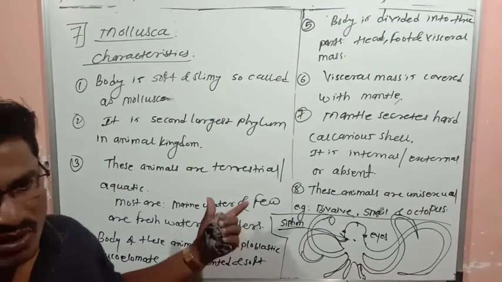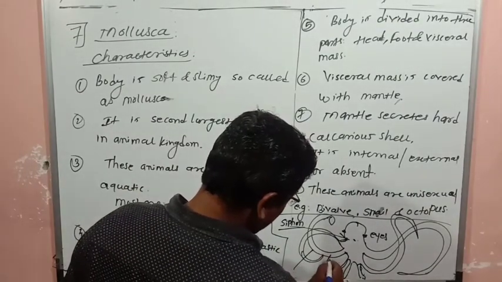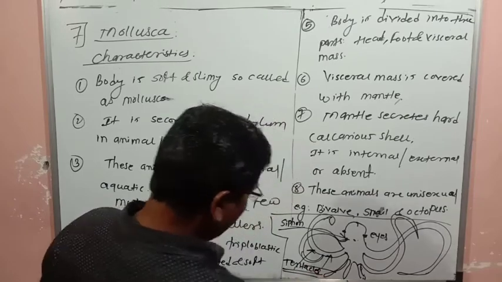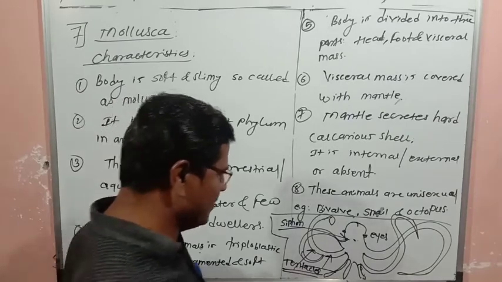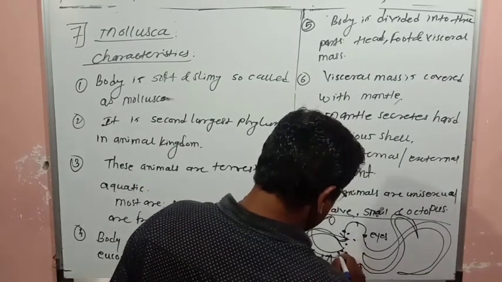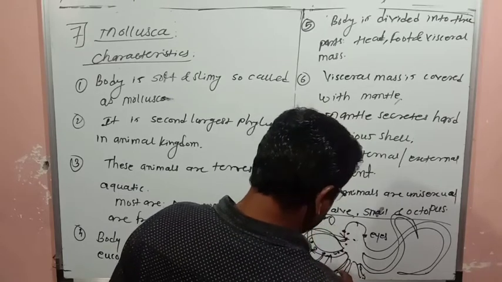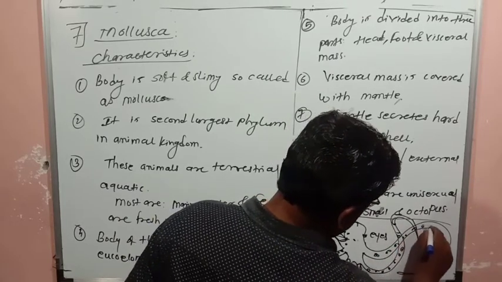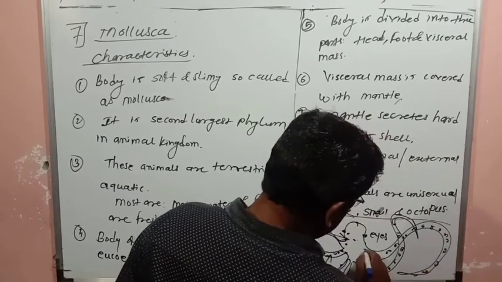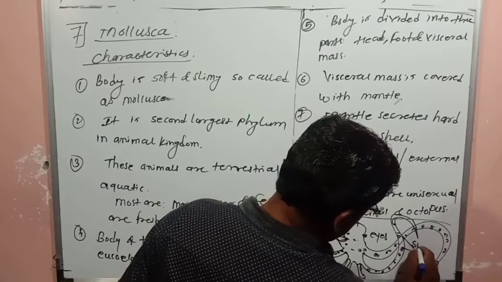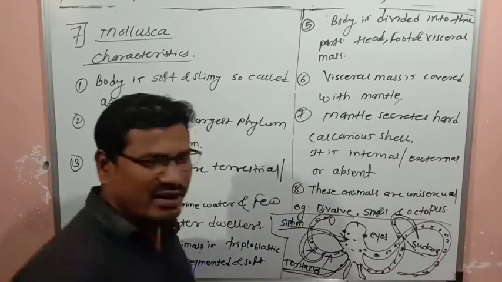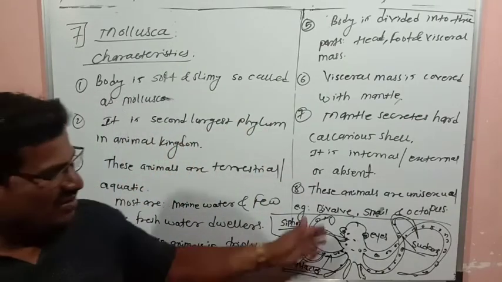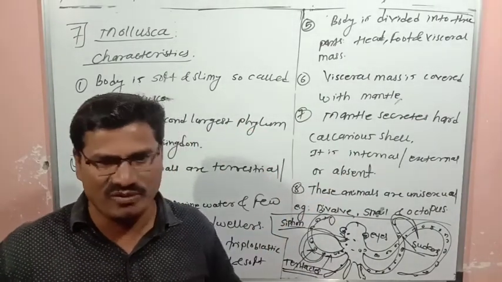After that, you can take tentacles. These are the tentacles. Another thing is there, suckers are there. These are suckers. So in this way you can draw it, and here you can draw eyes only. So this is the diagram of octopus.